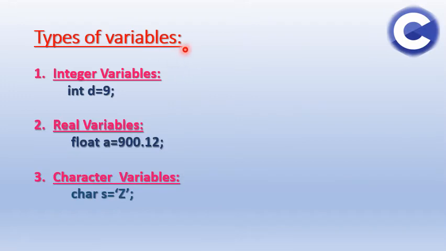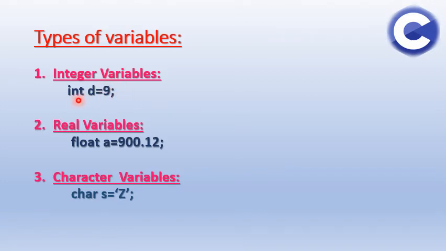Here, these are your types of variables. As you are putting your data in a variable and your data are of different types, their way of keeping them in the variable is also different. Example, your integer variable: here D is your variable, int is your data type, which shows that in the variable named D, an integer data is stored, which is 9.